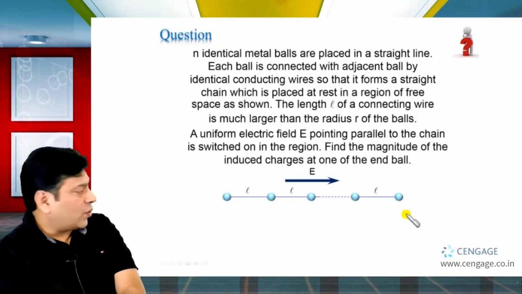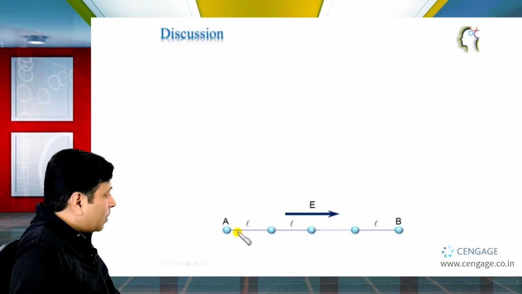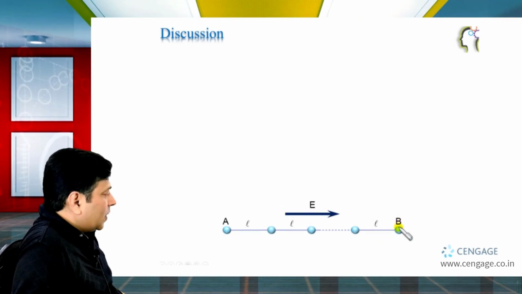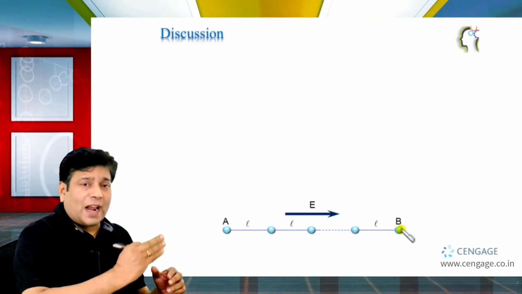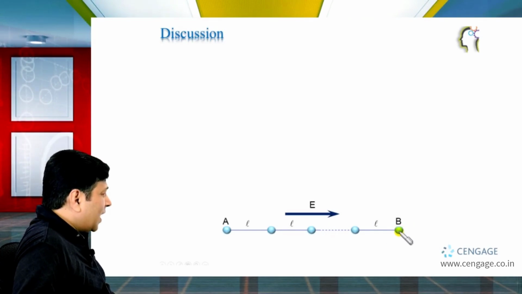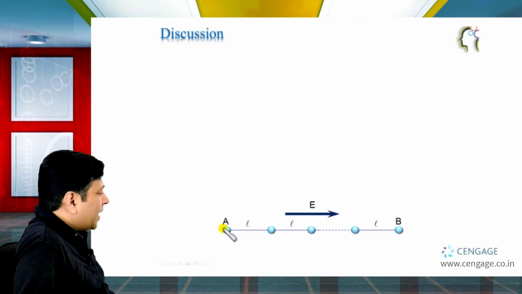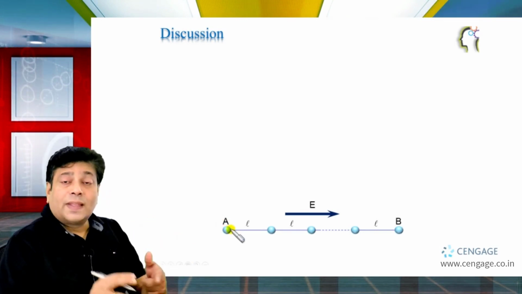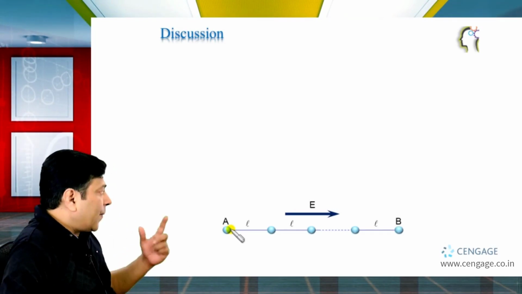Now let us analyze what is happening. You can observe that these metal balls are connected by conducting wires and the electric field is pointing in the rightward direction. That means the free electrons will experience a force in the direction opposite to the electric field, so they will move opposite to the electric field. They will reach ball A because all balls are connected by the conducting wires. That means at the position of ball A there will be an excess of electrons, so it will have negative charge. The induced charge on ball A will be negative.